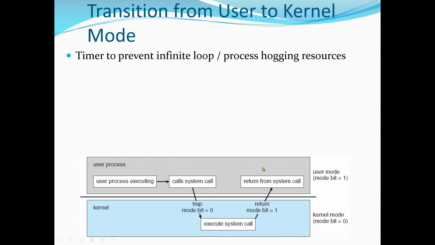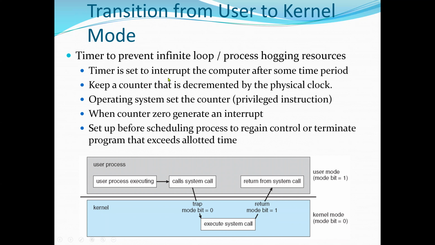So, a timer to prevent infinite loops. We use a timer to prevent an infinite loop, that is, a process hogging resources. The timer is set to interrupt the computer after some time period. Keep a counter that is decremented by the physical clock. The operating system sets the counter; this is a privileged instruction. When the counter reaches 0, it generates an interrupt so the scheduler can regain control or terminate a program that exceeds its allotted time.